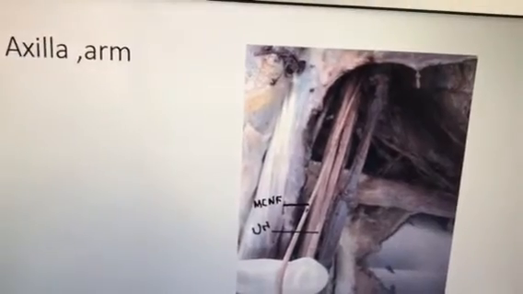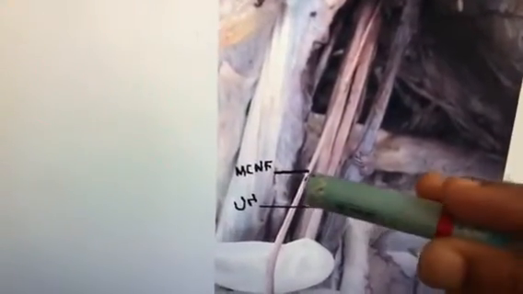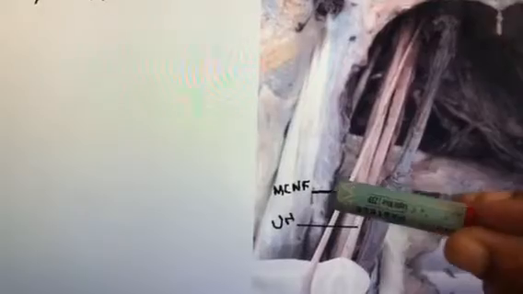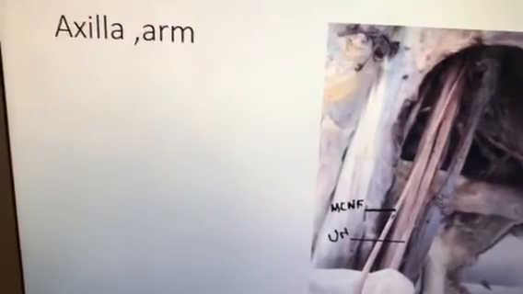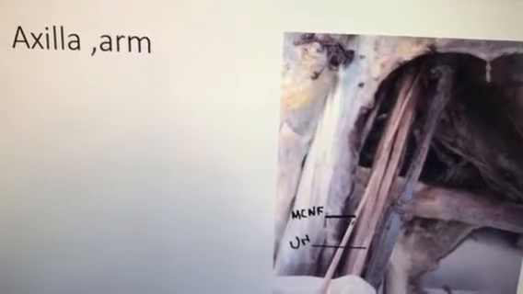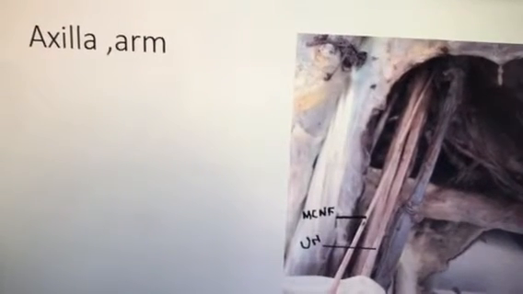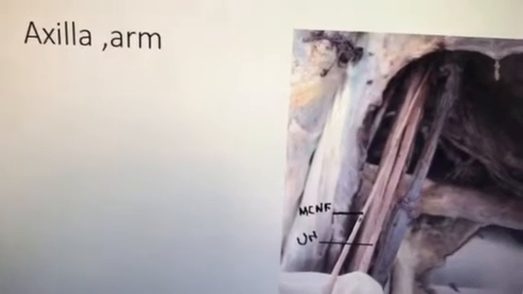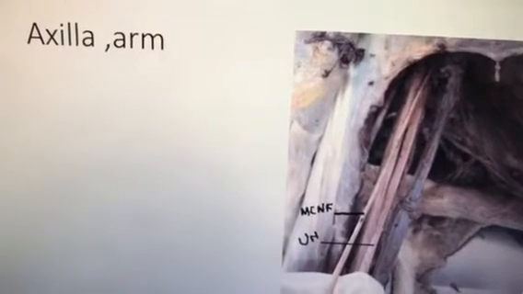Axilla. So in the axilla, what happens? You can see the nerve nicely. Okay, the medial cutaneous nerve of the forearm is here. Just below that you will have the ulnar nerve. This is a very important relation. Medial cutaneous nerve of forearm, below that you have the ulnar nerve. This is the first relation in the axilla. Number 2, what is the relation of the first part of the axillary artery? Number 3, what happens in the arm?